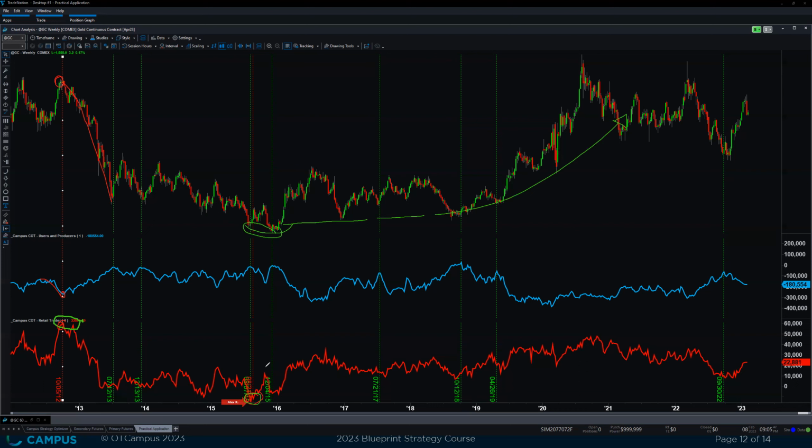So you can see by just looking at this that they are usually wrong. They usually do the wrong thing. Now, it's not just me saying that. These are hard facts. This is what you can see by looking at just these charts, right? And when they're selling, the commercials are buying, and when they are buying, the commercials are selling.